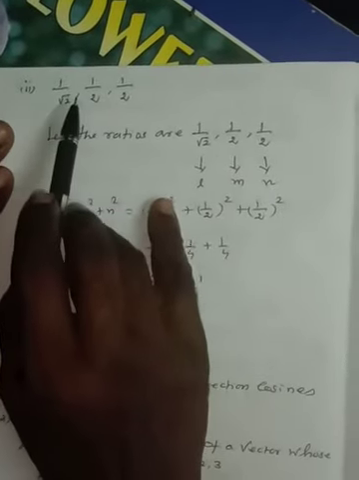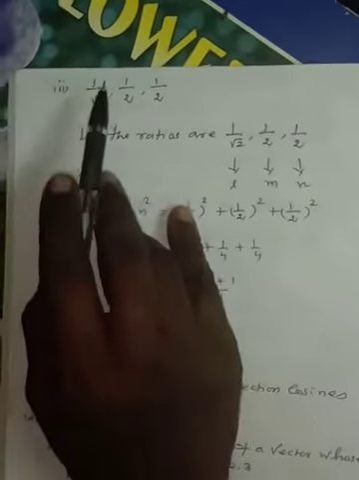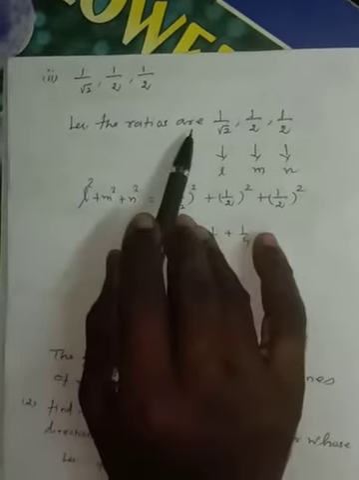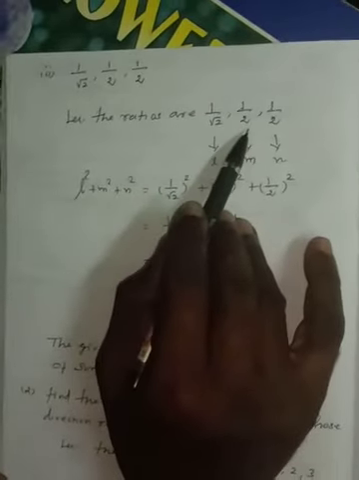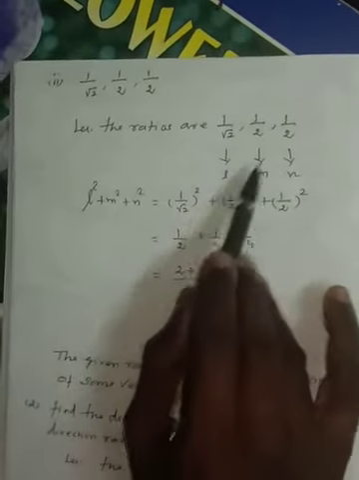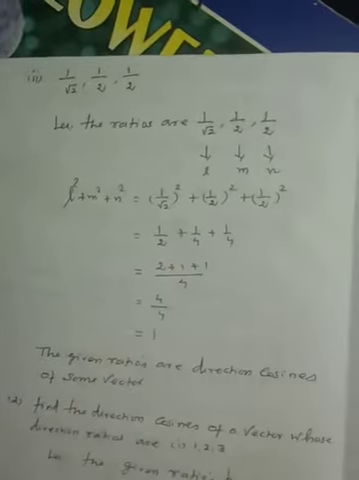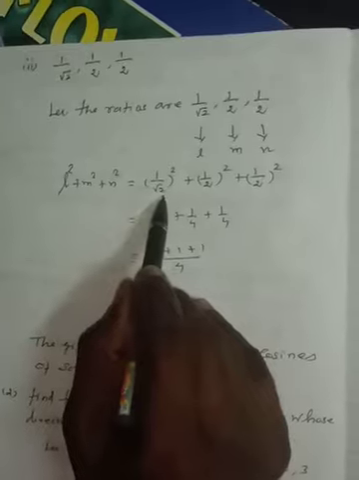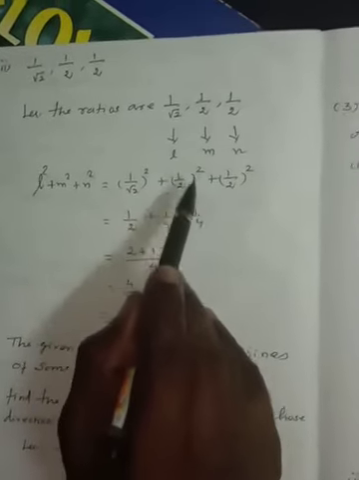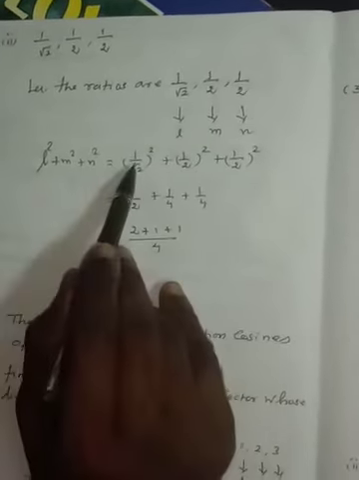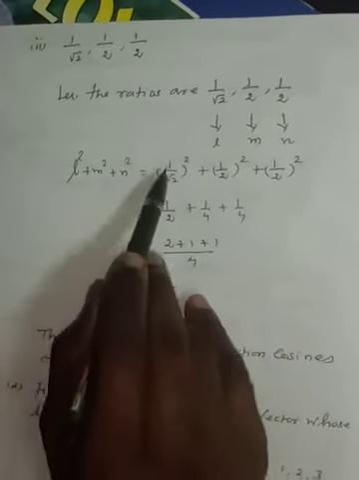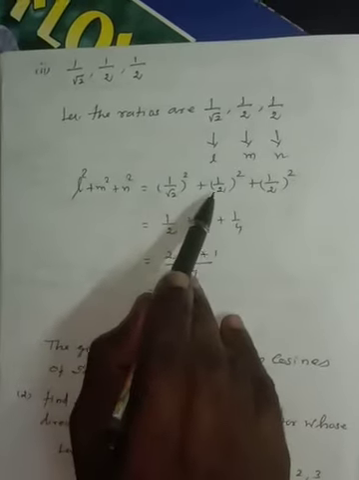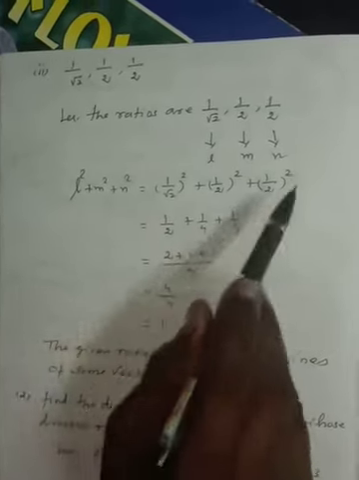The ratios are 1 by root 2, 1 by 2, 1 by 2. First as L, second as M, third as N. Now L square plus M square plus N square is equal to (1 by root 2) whole square plus (1 by 2) whole square plus (1 by 2) whole square. (1 by root 2) whole square is 1 by 2. (1 by 2) whole square is 1 by 4, and the other (1 by 2) whole square is 1 by 4.